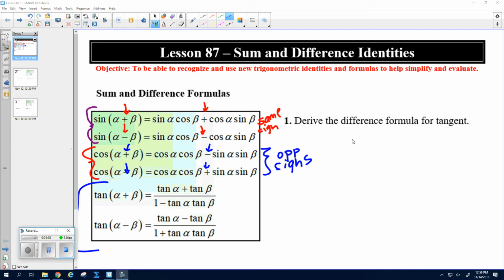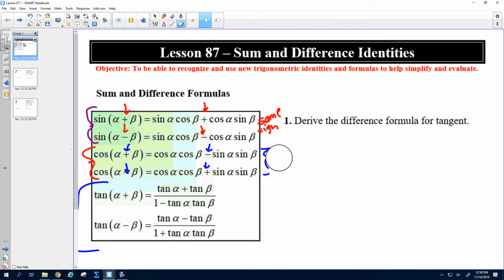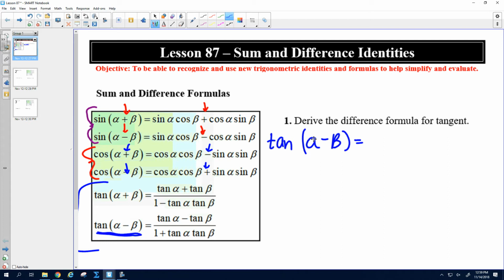All right, derive the difference formula for tangent. Okay, write small on this, and also you guys do have to derive these in the book, so you might be asked to do this on a test or something. Derive the difference formula for tangent. So here's the difference formula for tangent right here. So I've got tangent of alpha minus beta, okay?